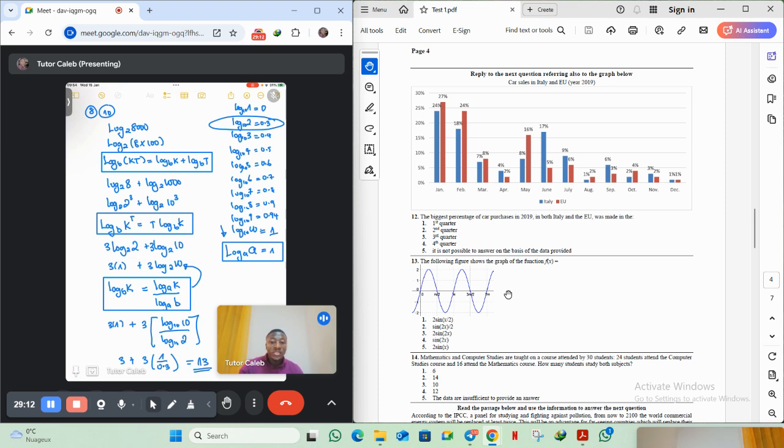Remember, the Bocconi tests also your logic. How logical are you? How careful are you? How precise are you? How good are you at noticing little differences, little details in the question that are given to you? It's not all about just solving. No. So question 12 says the biggest percentage of car purchase in 2019 in both Italy and European Union was made in. So that asks for the biggest car purchase in 2019. Okay, let's check.